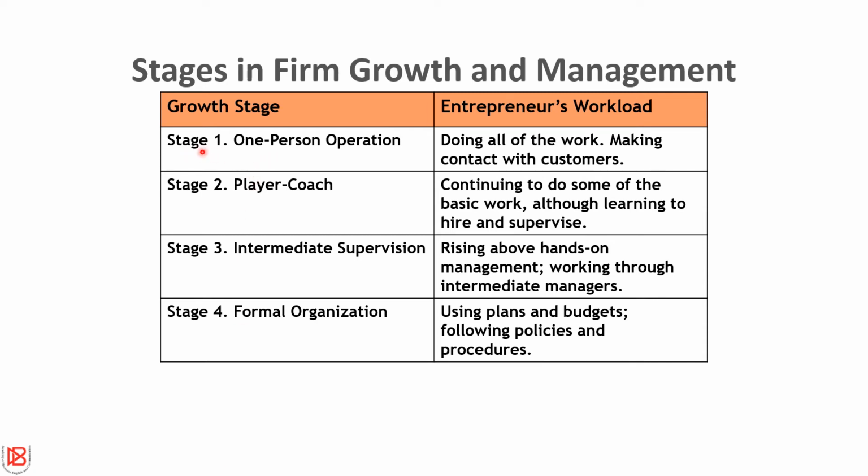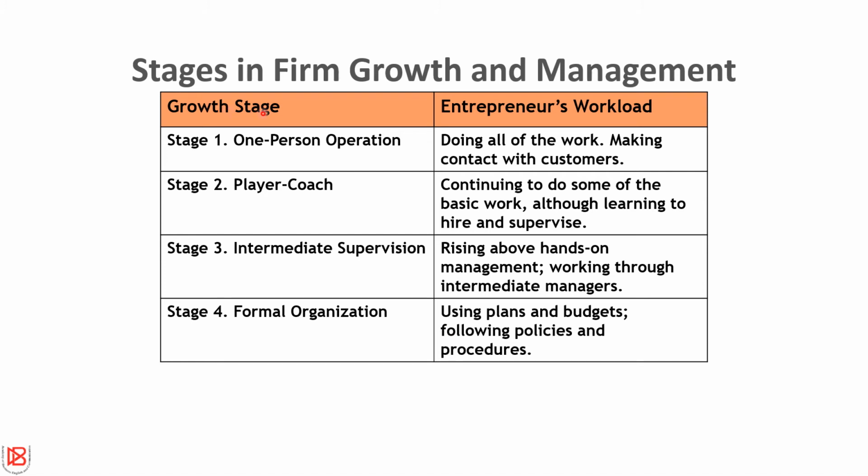When in a growth stage, stage one is a 100% operation. Stage two would be a player coach, where there is a little bit of delegation coming up. In stage three, delegation improves by leaps and bounds. And by stage four, it would have become a formal organization, where they are aware of their duties and responsibilities.